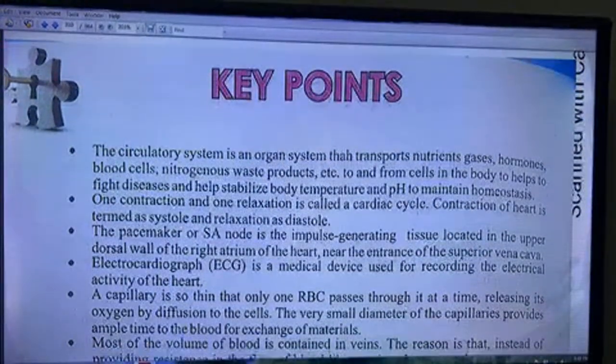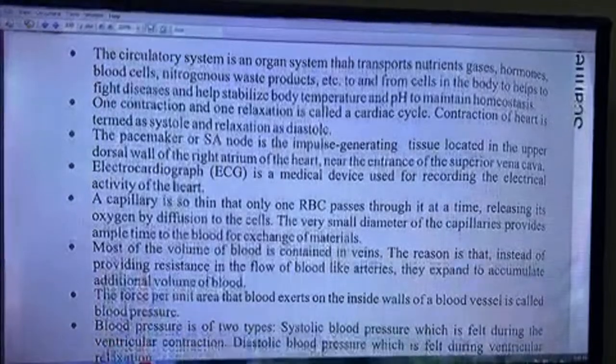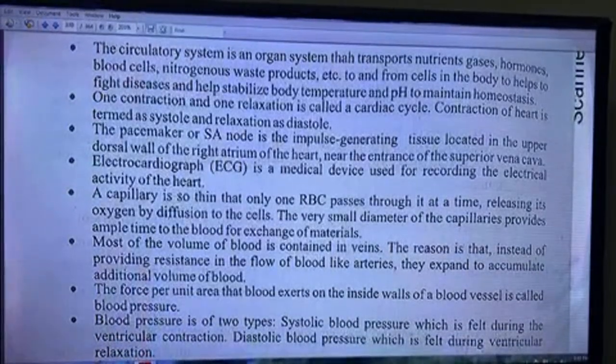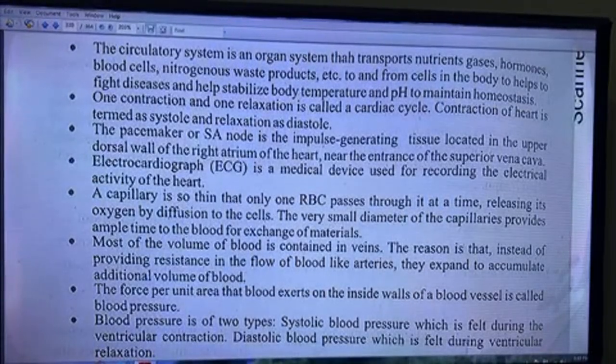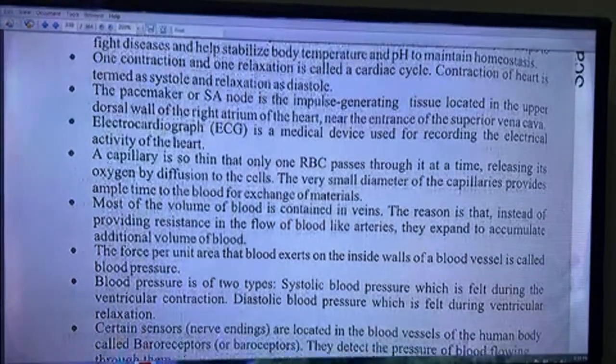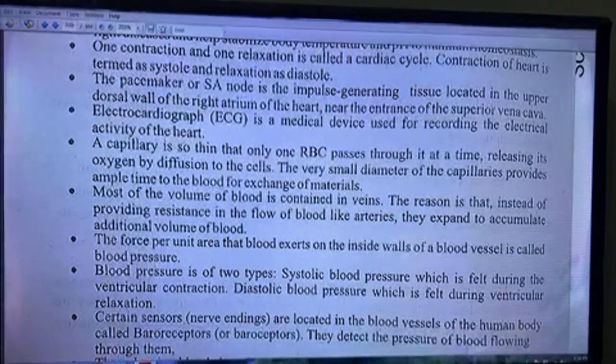Key points about the circulatory system. The circulatory system is an organ system that transports nutrients, gases, hormones, blood cells, nitrogenous waste products, etc. to and from cells in the body to help fight diseases and help stabilize body temperature and pH to maintain homeostasis. One contraction and one relaxation is called the cardiac cycle. Contraction of the heart is termed systole and relaxation diastole.